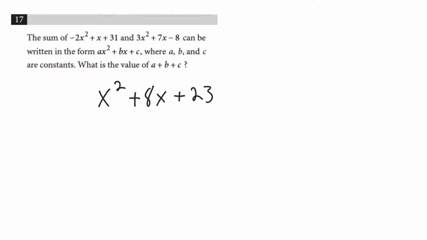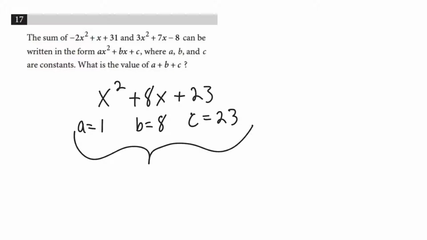23. All right, so we've got our a in front. That's a 1. We've got our b on the linear term. That's an 8. And we have our c as a constant. Okay, so 1, 8, and 23. If we add those all together, we are going to get 9. 1 plus 8 is 9. 9 plus 23 is 32.